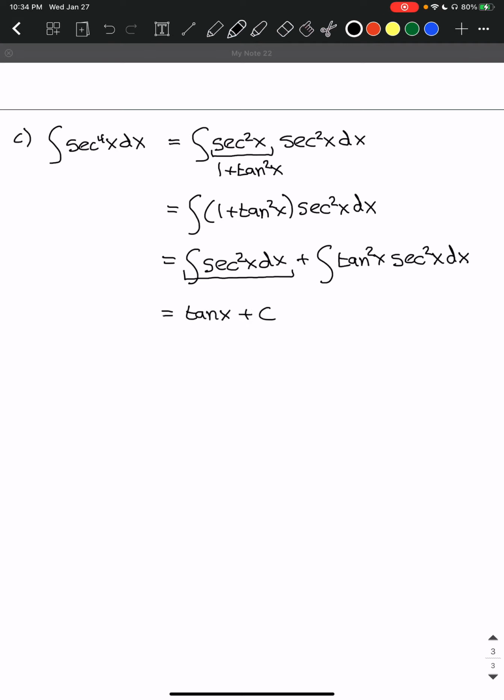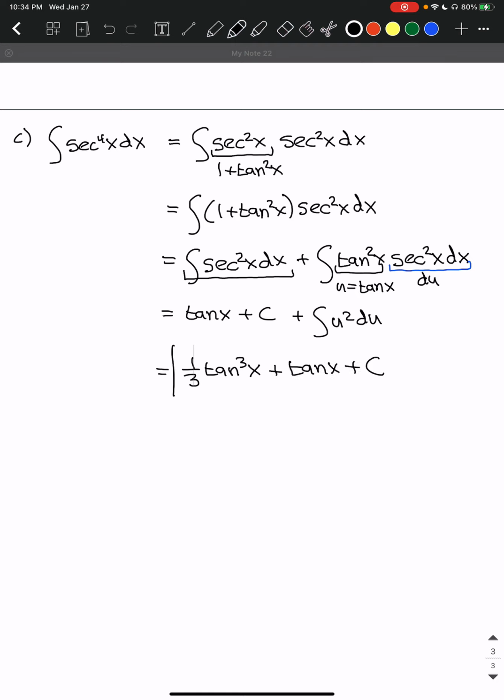And then this back one is a typical u substitution, right? So I have my derivative here, secant squared dx gives me du, so long as I make u equal to tangent of x. Okay, so this gives me then plus the integral u squared du, which we know how to do. So this gives me a 3rd tangent cubed of x plus tangent of x plus c as a final answer.